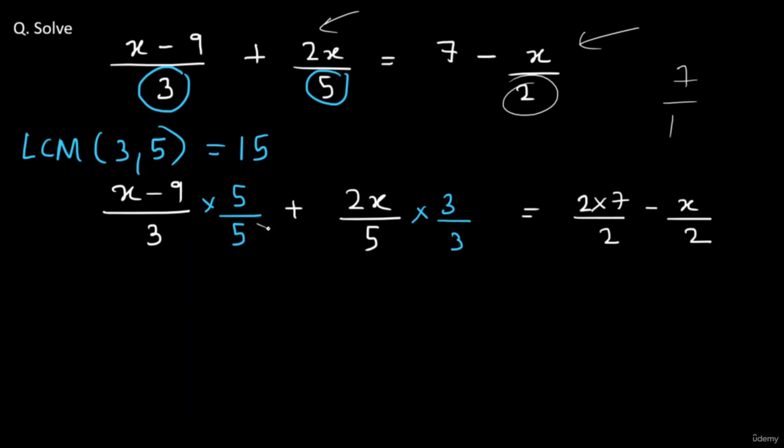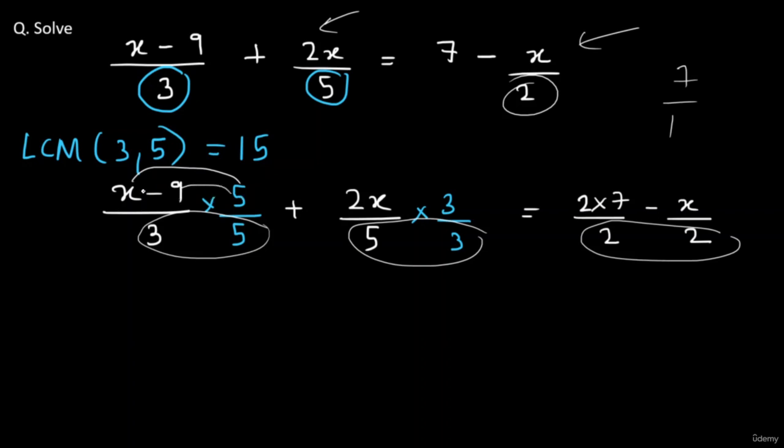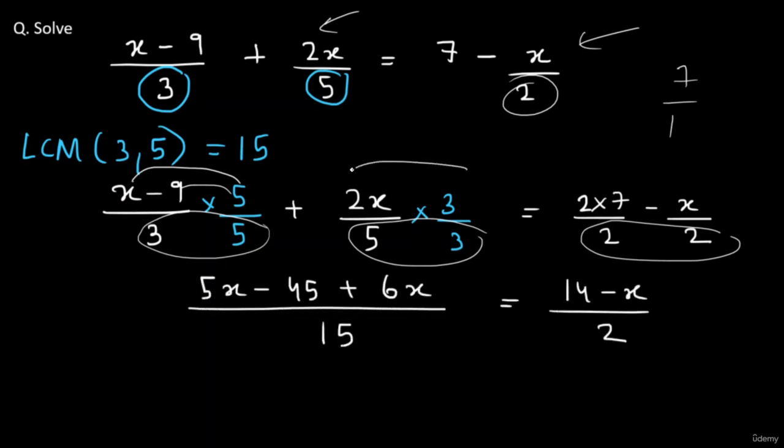All right. Now over here the denominator is 15. Over here the denominator is 15. And over here the denominator is 2. Let's simplify this. We get 5x minus 45, right? By distributing this 5 to x and minus 9. So we have 5x minus 45 plus 6x. That's 6x by 15 is equal to 14 minus x by 2. Remember over here we had (x minus 9) by 3 into 5 by 5, right? So when you multiply the numerator with 5, it's the same thing as having a bracket over here and multiplying with 5. All right, let's proceed.